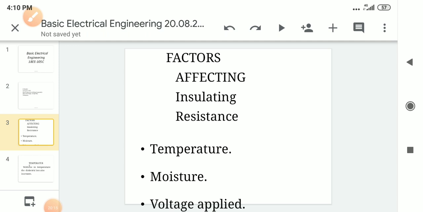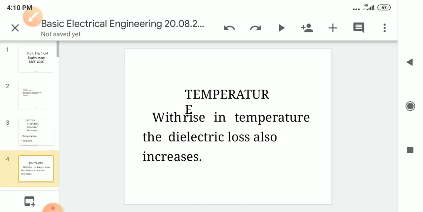Let's see what the factors affecting these insulating materials are. Up to now we have studied the properties, right? After that you have to consider its factors also, because depending upon these factors, the insulation resistance values may change. That's why you have to consider its factors also. The factors we mainly observed are temperature, moisture, applied voltage, and aging also.